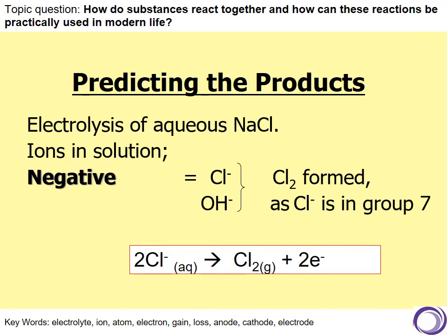If we go back to our aqueous solutions, and we remember that for the negative ions, if you have an element that is in group 7, then that is formed. So we'd said that chlorine would be formed because chloride was in group 7, and showing the half equation for that, we've got two Cl⁻ reacting to form Cl2 chlorine gas and losing 2 electrons, one from each chloride ion.